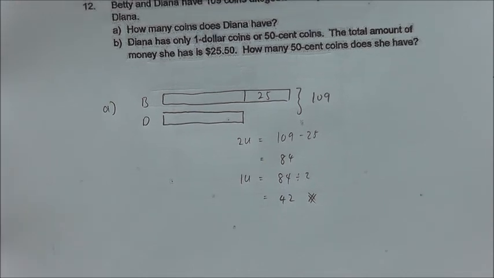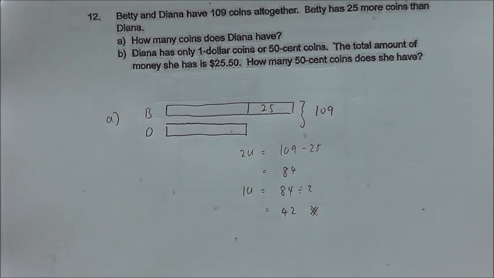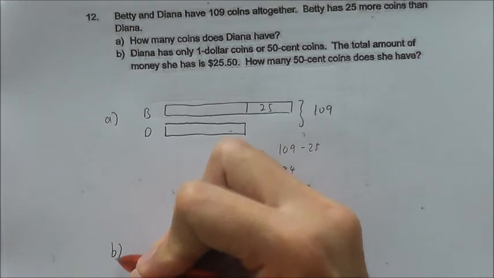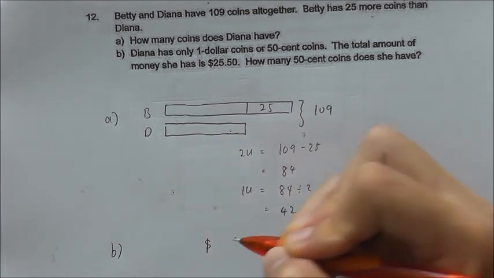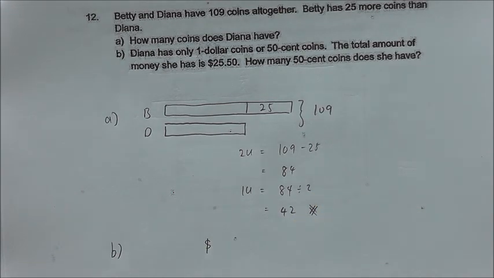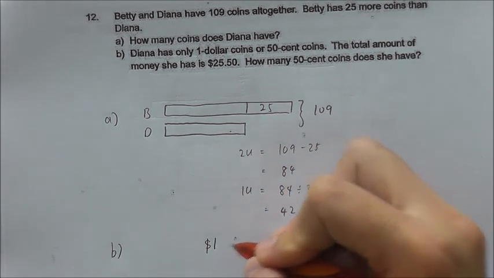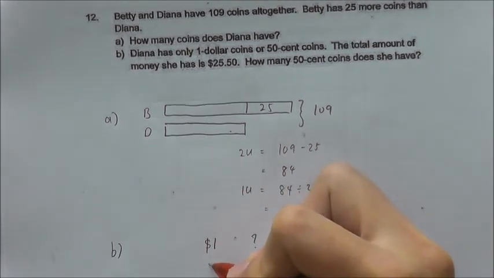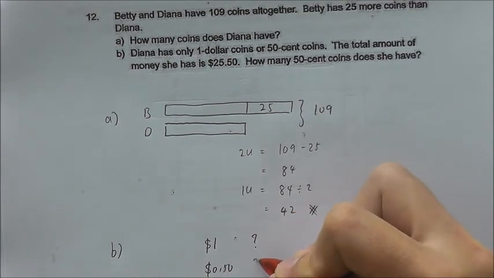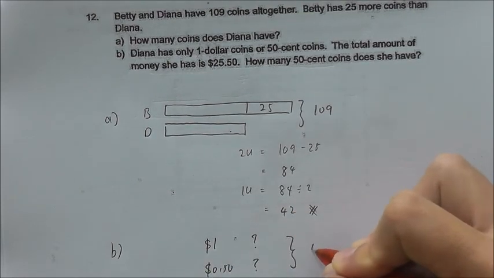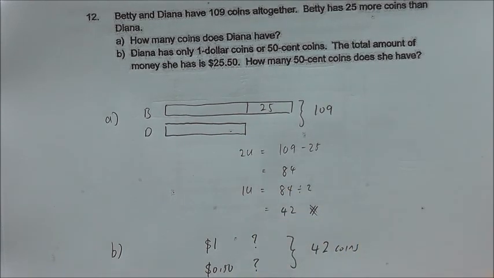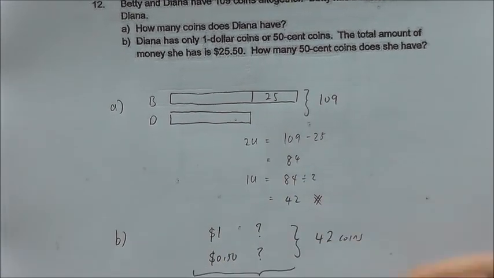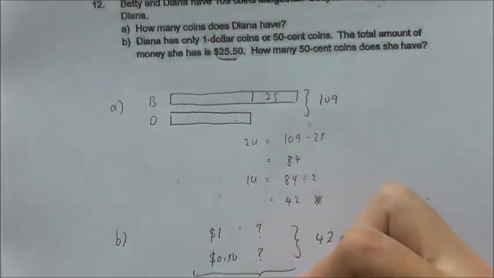Okay, we know that Deanna had only $1 or 50 cents coin. But the problem is that we don't know how many $1 and how many 50 cents coin she has. So we know that this is $1, but I don't know how many. She also has 50 cents coin. I also don't know how many. But I know that she has altogether 42 coins, and the total value of these coins when you add up is $25.50.